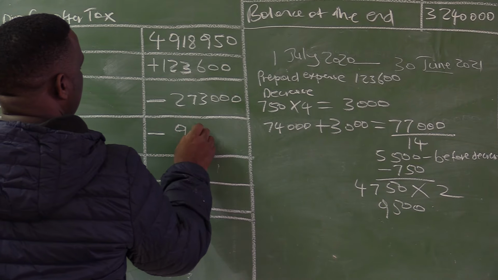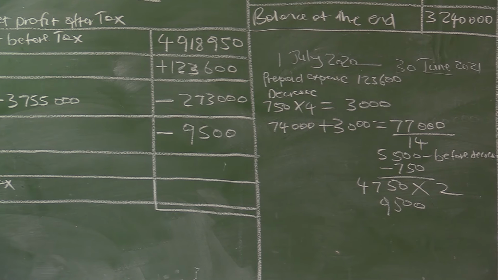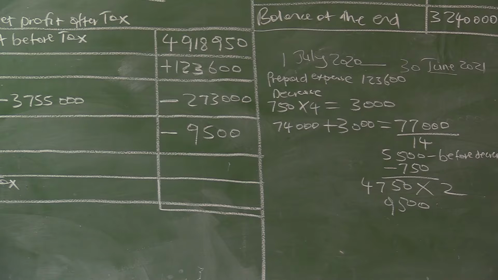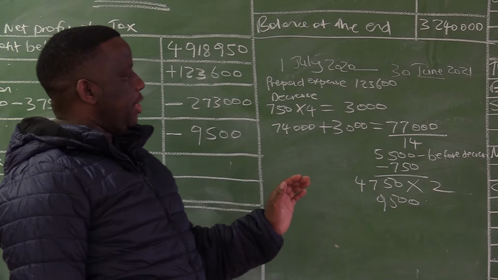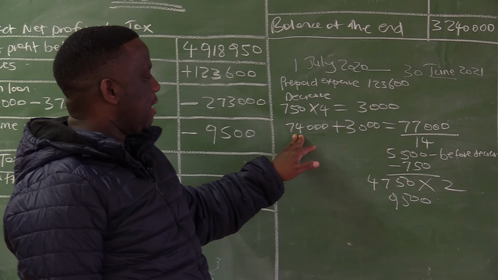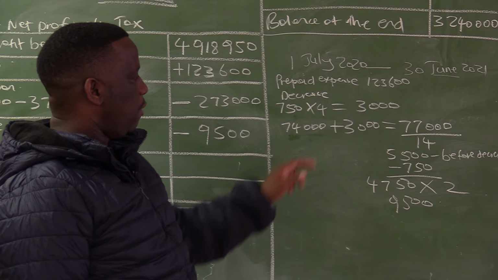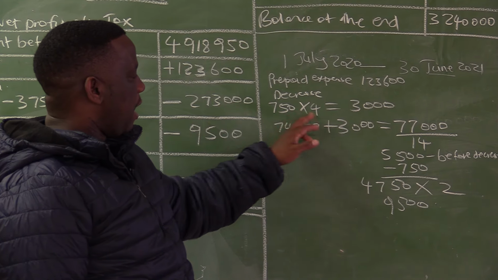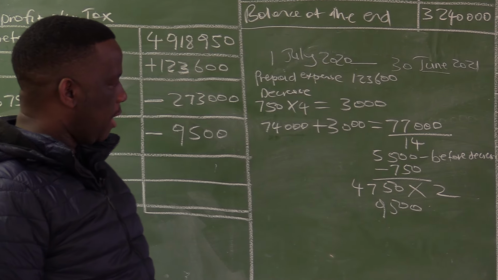Our income received in advance is 9,500, minus 9,500. How did we do this calculation? The total rent that has been received for 14 months is 74,000, but we are told that rent decreased from the 1st of May, which is 4 months. So if we calculate the decrease multiplied by 4 months, it gives us 3,000.